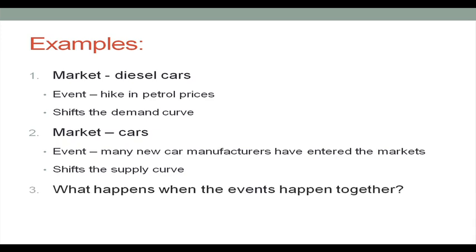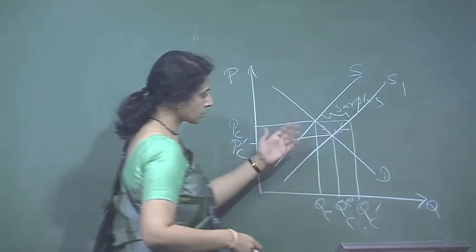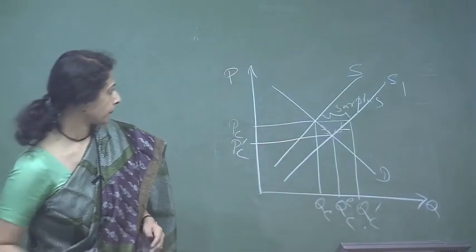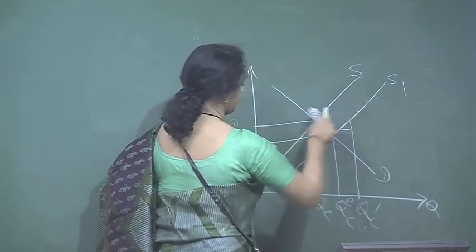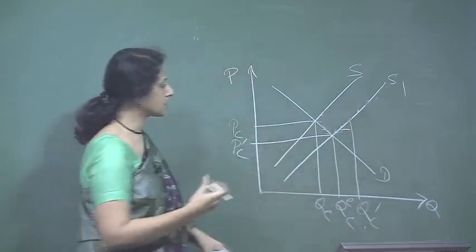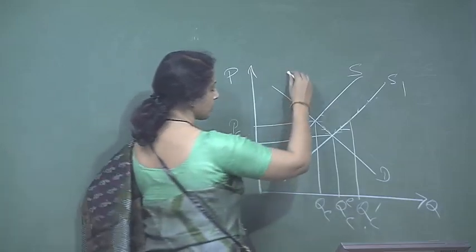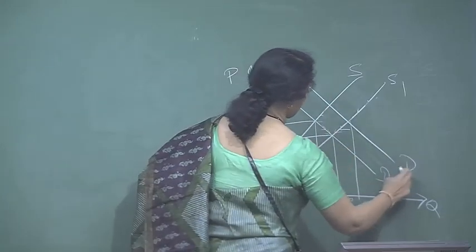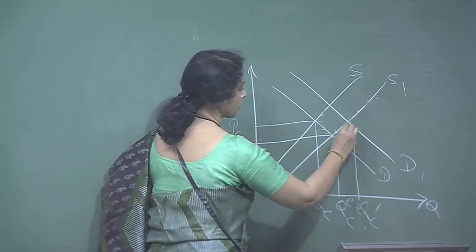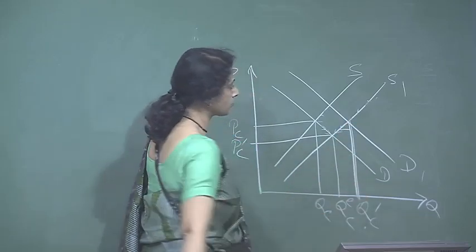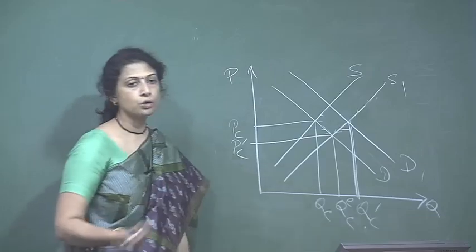And what happens when the events happen together? So, this is about the supply, and in the previous case we saw that there was an increase in demand. So, the demand shifts. What happens? There is an intersection at this point, of the demand and supply curves, and there is a new equilibrium.